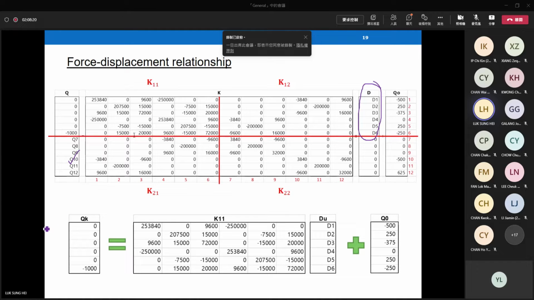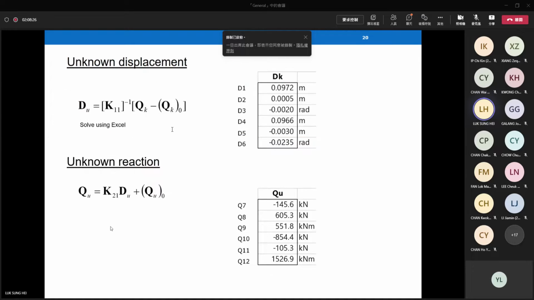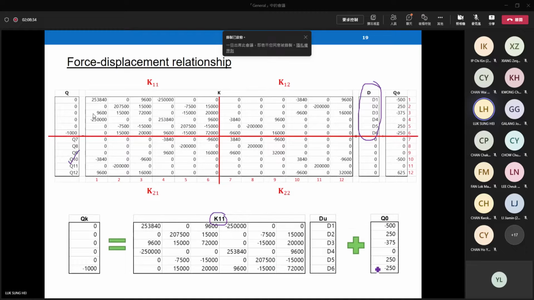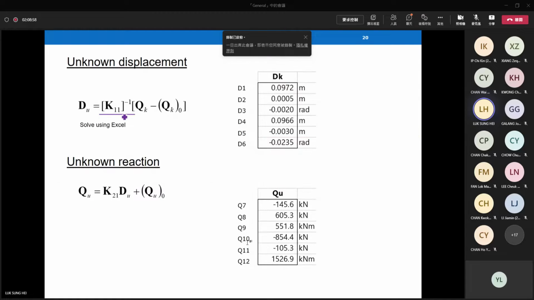Here you can use Excel matrix inverse for these equations: D_U equals K11 inverse times QK minus Q0. You can move Q0 to the left-hand side of the equation. It becomes QK minus Q0 equal to K11 DU, and then multiply the whole equation by K11 inverse. That becomes these equations. You can solve it using Excel.